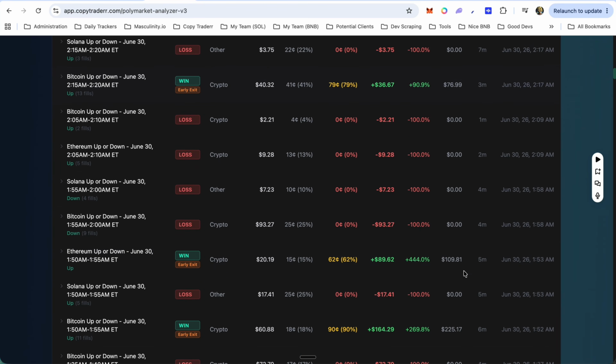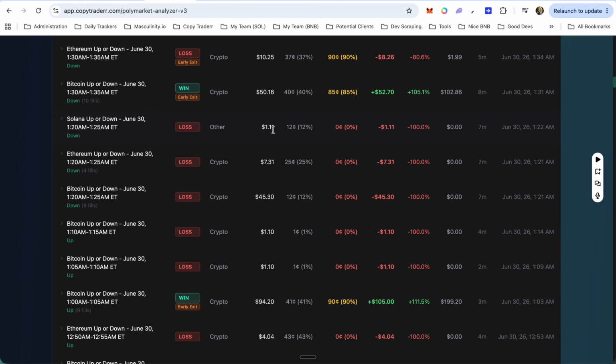Now right away I see a lot of losing trades, but one thing that I notice is that on a lot of their losing positions, they are betting a very, very small amount of money. And on their winning positions, they are betting a lot more. This is why they have a 36% win rate, but still a 17.4% return on investment.